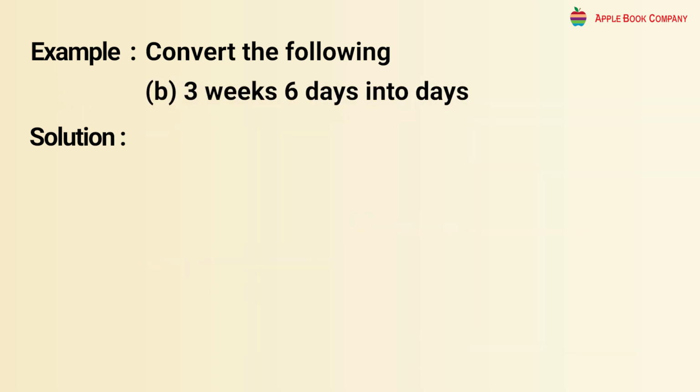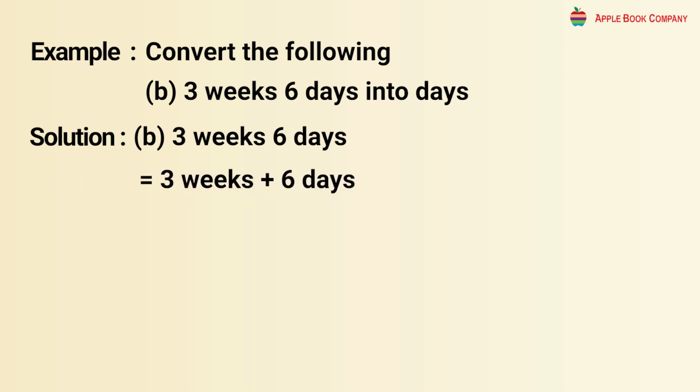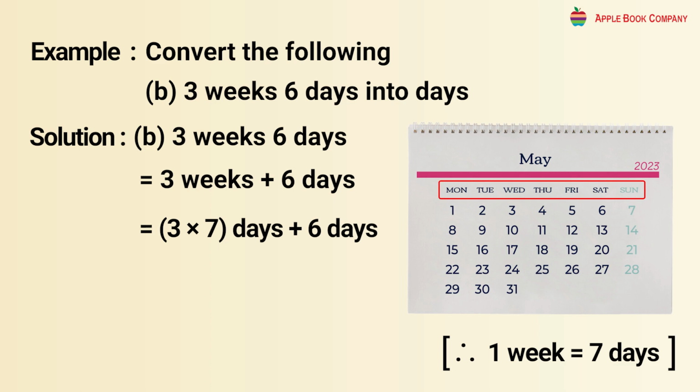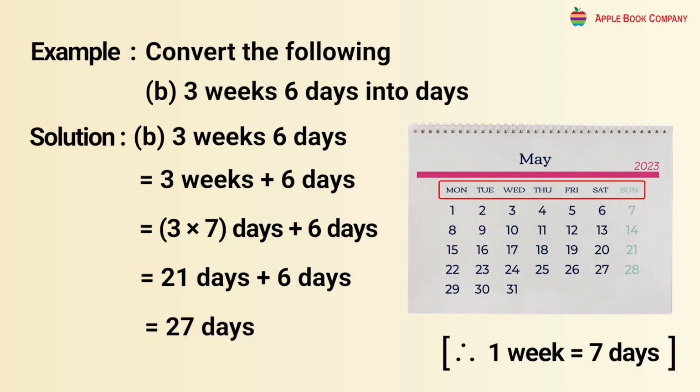B bit: 3 weeks 6 days into days. 3 weeks 6 days equals 3 weeks plus 6 days equals 3 into 7 days plus 6 days, since 1 week equals 7 days, equals 21 days plus 6 days equals 27 days.